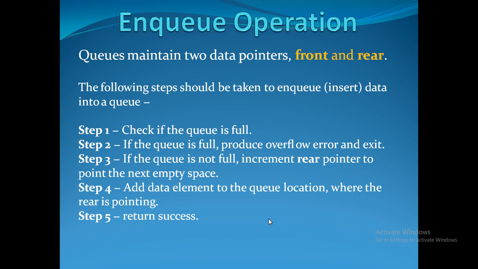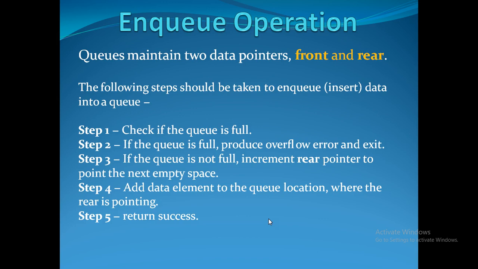The following steps should be taken to enqueue or insert data into the queue. The first step is to verify whether the queue is full. That is a normal procedure. If the queue is full, what is the meaning of that? There is no empty space in the queue to add a new element. If the queue is full, what do we have to do? Produce an overflow error message and exit. Exit in the sense we are not going to perform the insertion operation. We send an error message saying that there is no empty space and exit.